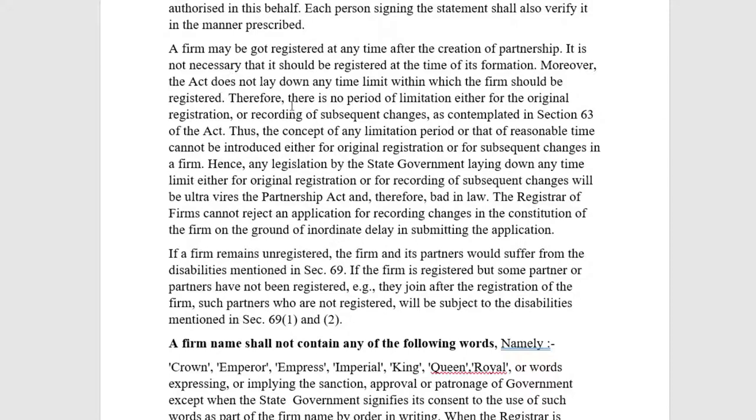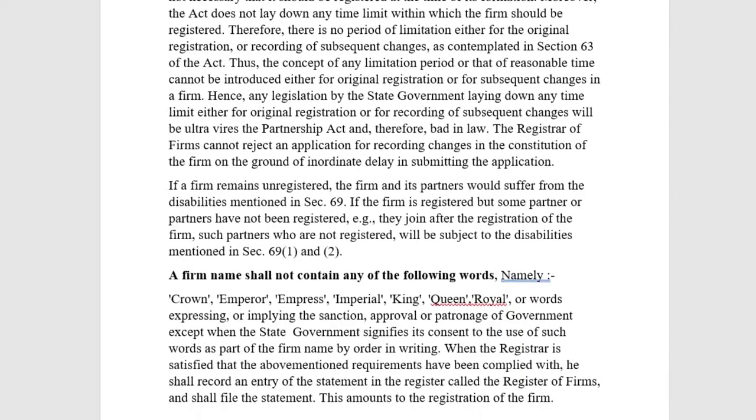Therefore, there is no period of limitation either for the original registration or for recording the subsequent changes as contemplated in Section 63 of the Act. So this has been said under Section 63 of the Indian Partnership Act. Thus the concept of any limitation period or that of reasonable time cannot be introduced either for original registration or for the subsequent changes in a firm. So these are all the things we have to see with regard to the registration of the firm.